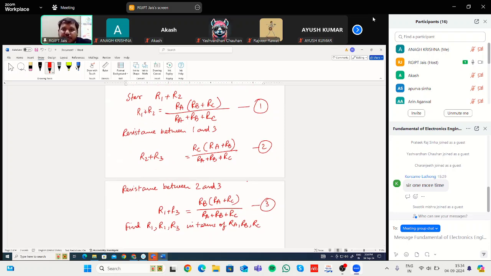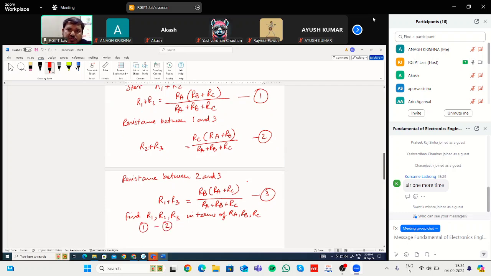So to solve this equation, you are subtracting the second equation from the first. So you are doing 1 minus 2. On the left hand side, it will be R1 plus R2 minus R2 minus R3. So R2, R2 will get cancelled, and you will get R1 minus R3. On the right hand side, the denominator is the same for both the terms, so it will be RA plus RB plus RC. In the numerator, this will be subtracted from this: RA RB plus RA RC minus RC RA minus RC RB.